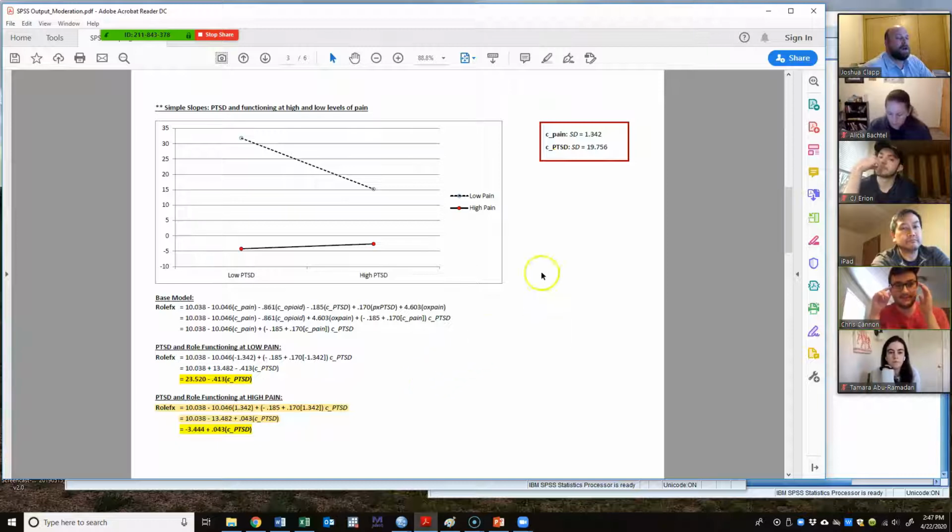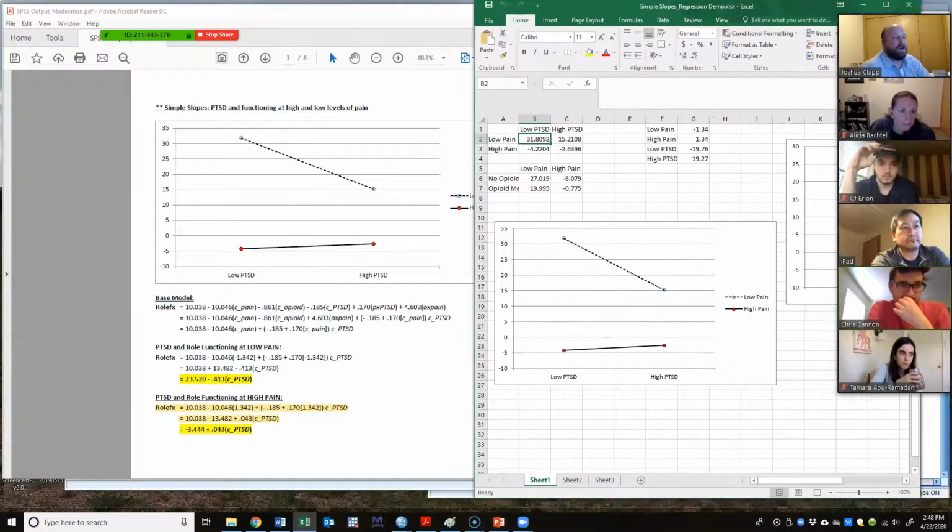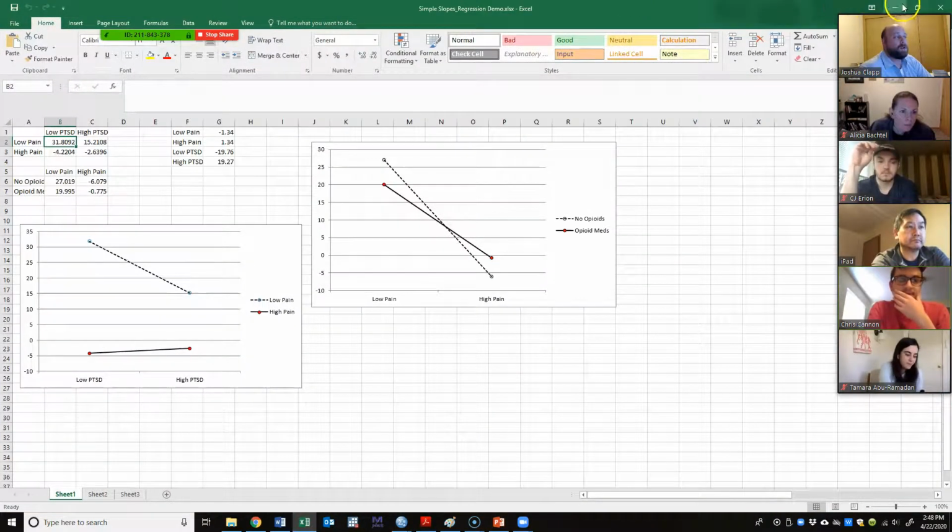Nope. So what I did is I went through to create these graphs. I looked at pain at a standard deviation above and below, right? And centered, it's just plus or minus, right? Same thing, standard deviation of PTSD. And so if I go through and I look at my graph here.